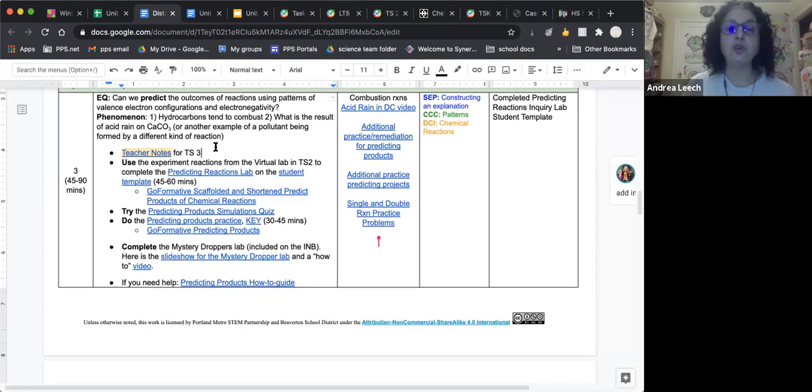I believe if you do the predicting reactions lab, this has been set up. You can do it with just the longer version of having them go through all that, but I think this is the version that I would do.